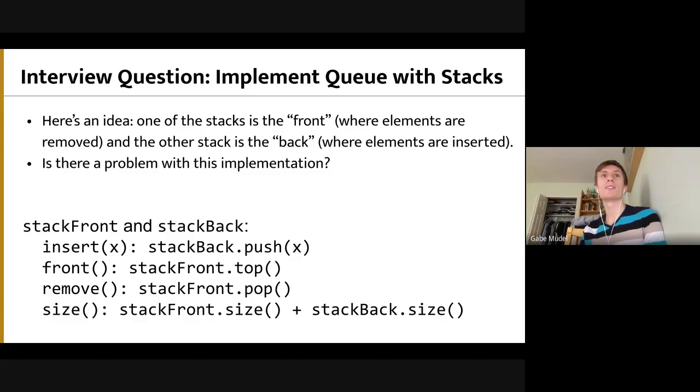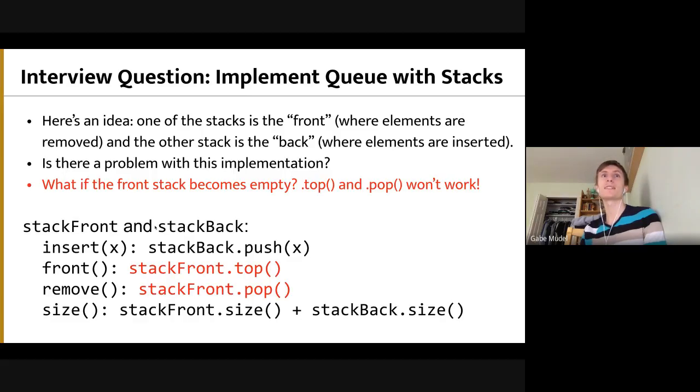And then do we have a problem with this implementation? Yes. If the stack becomes empty, top and pop won't work because we'll be trying to access something that isn't there, basically. Right? So we can fix that pretty easily. We have these two items, stack front and stack back, representing our two stacks. And then here is basically how we can implement this, but not quite yet accounting for this problem.